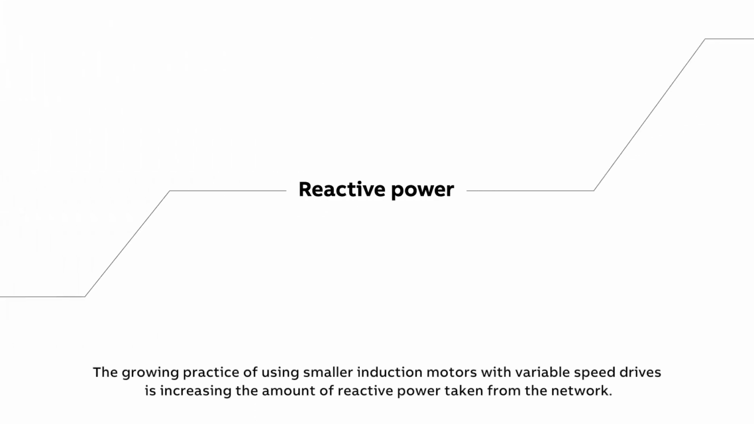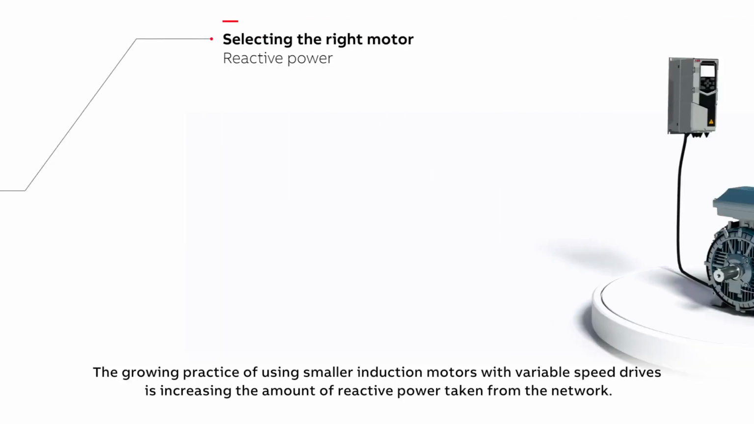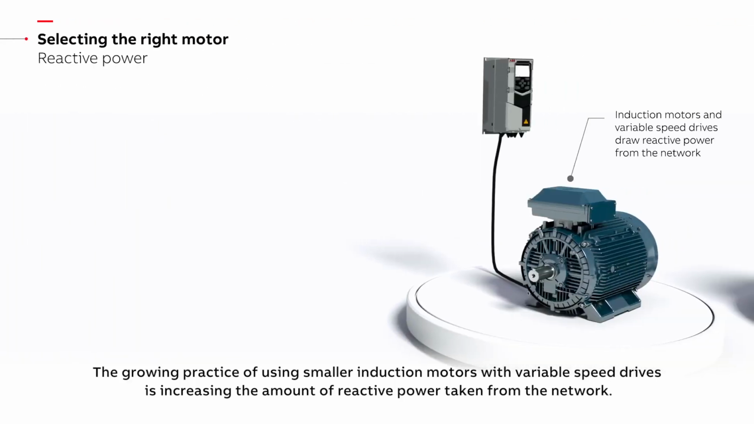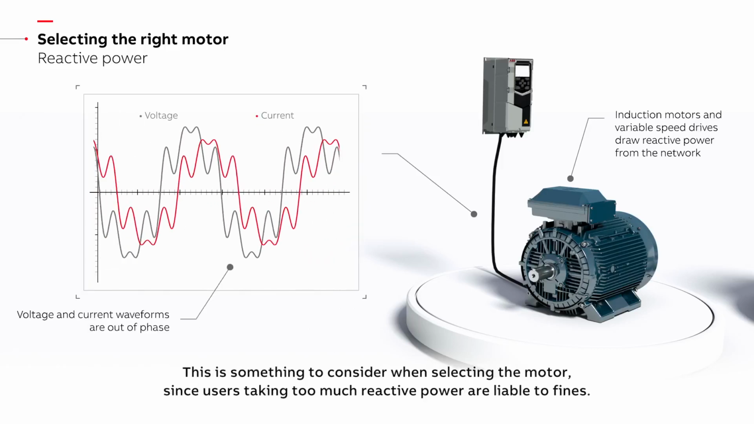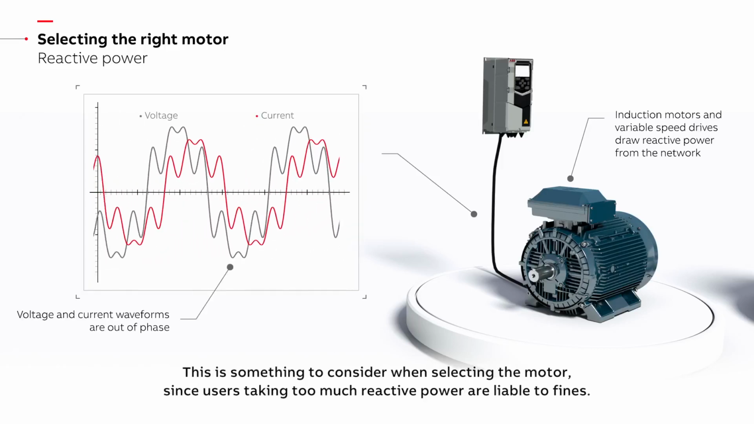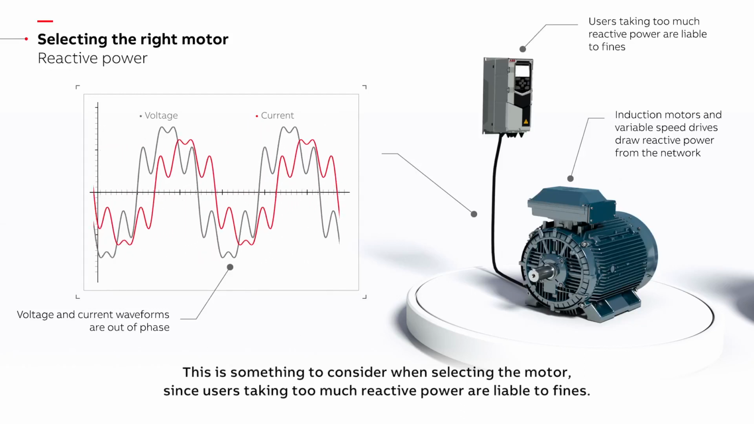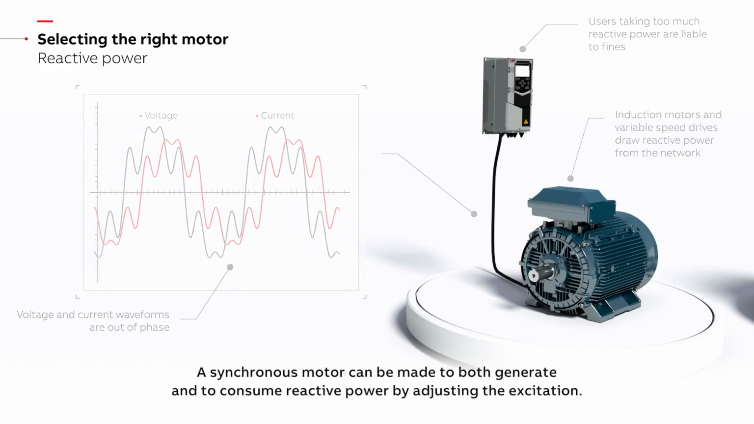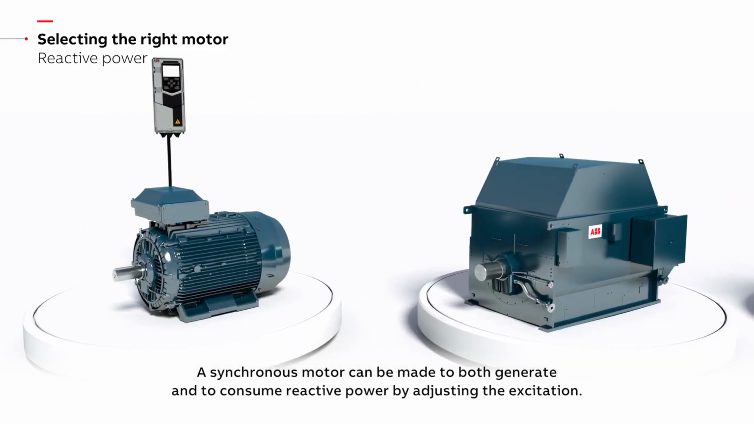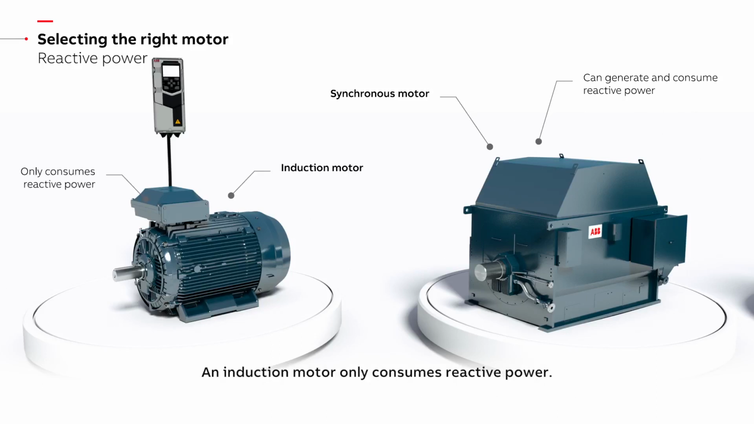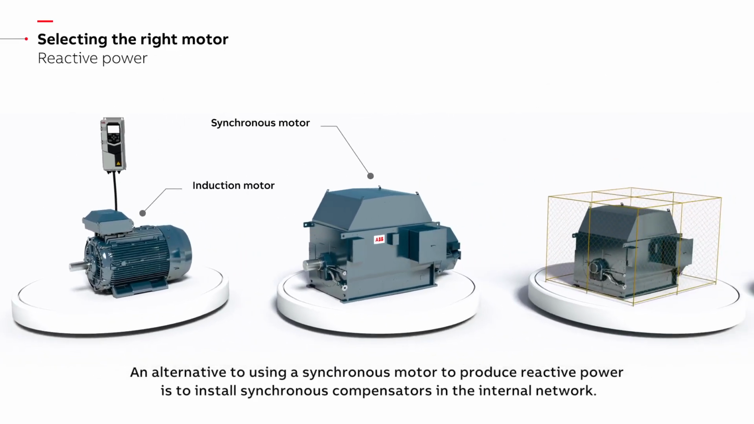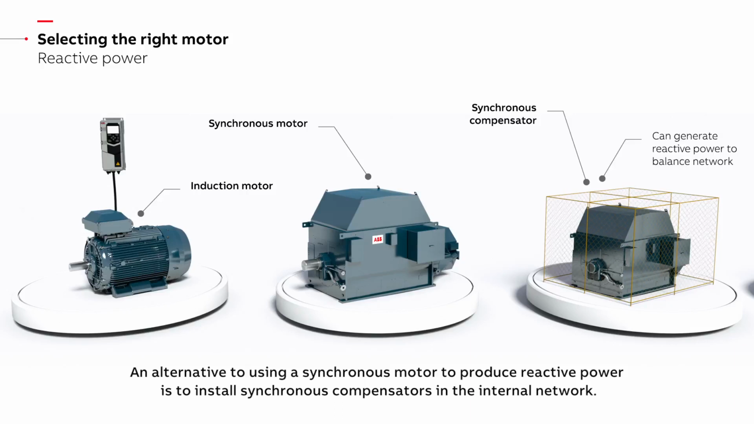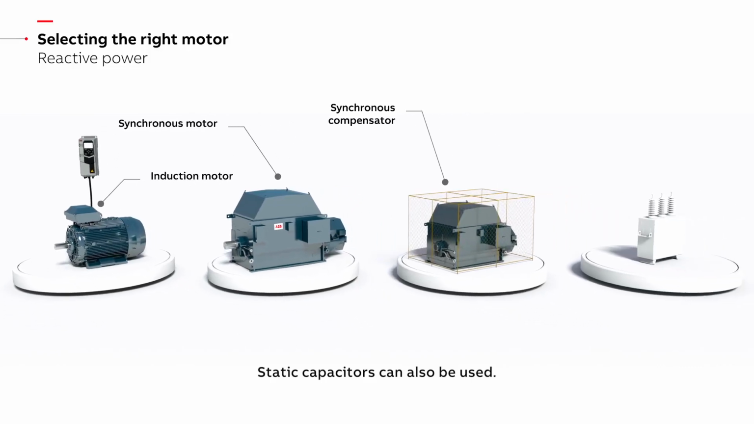The growing practice of using smaller induction motors with variable speed drives is increasing the amount of reactive power taken from the network. This is something to consider when selecting the motor, since users taking too much reactive power are liable to fines. A synchronous motor can be made to both generate and to consume reactive power by adjusting the excitation. An induction motor only consumes reactive power. An alternative to using a synchronous motor to produce reactive power is to install synchronous compensators in the internal network. Static capacitors can also be used.